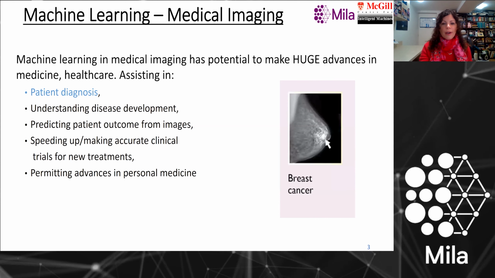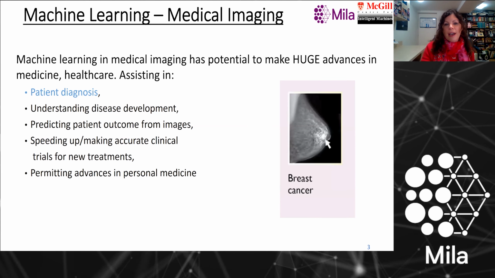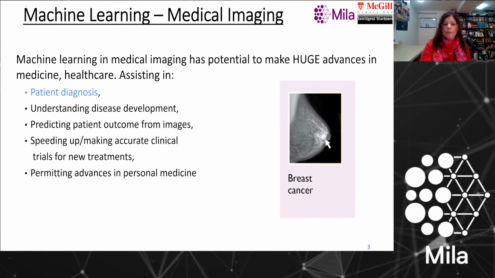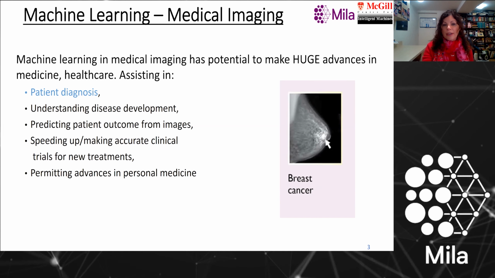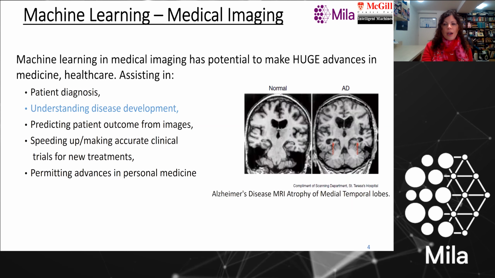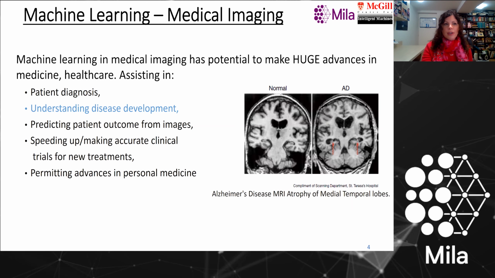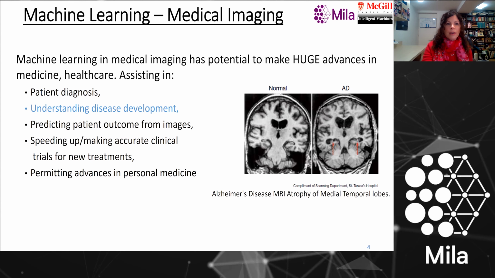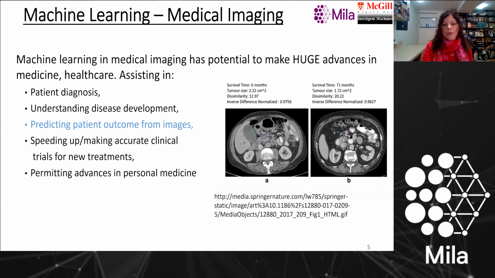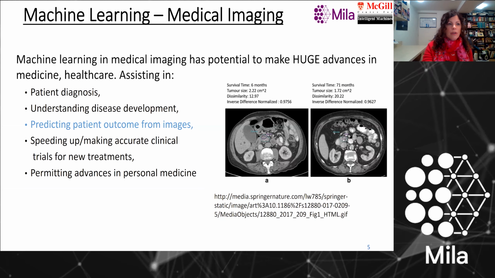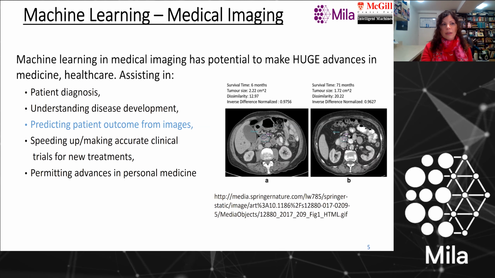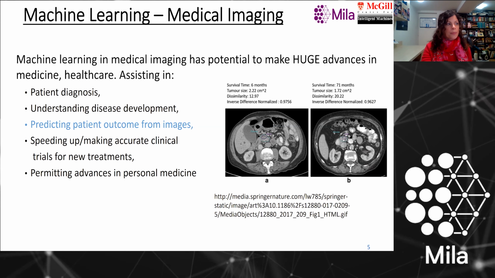As we know, machine learning and medical imaging has the potential to make huge advances in medicine and in healthcare, assisting in things like patient diagnosis. Here's an example of diagnosing breast cancer. Understanding disease development, so for example, here's an image of a normal brain and one with Alzheimer's disease. Predicting patient outcome from images, so for example, here's an image of patients with specific cancers, and the predictions are things like survival time.